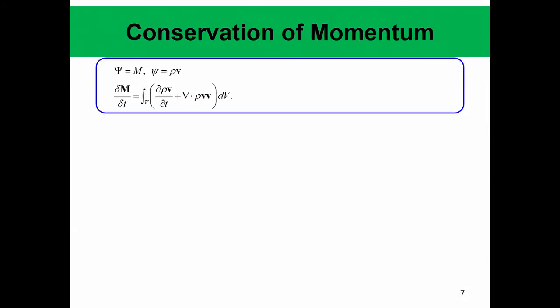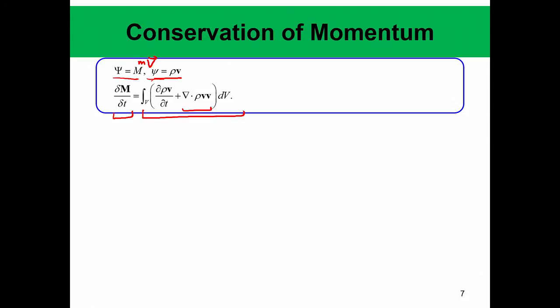Now we can also use the conservation of momentum. Now xi is equal to the momentum, which is m times velocity. And then small xi, which is the intensive property, essentially a specific property, becomes equal to rho times velocity. The rate of change of momentum inside this is essentially the integral, where we just replace the small xi, and we get partial d rho v dt plus divergence of rho v vector over this.